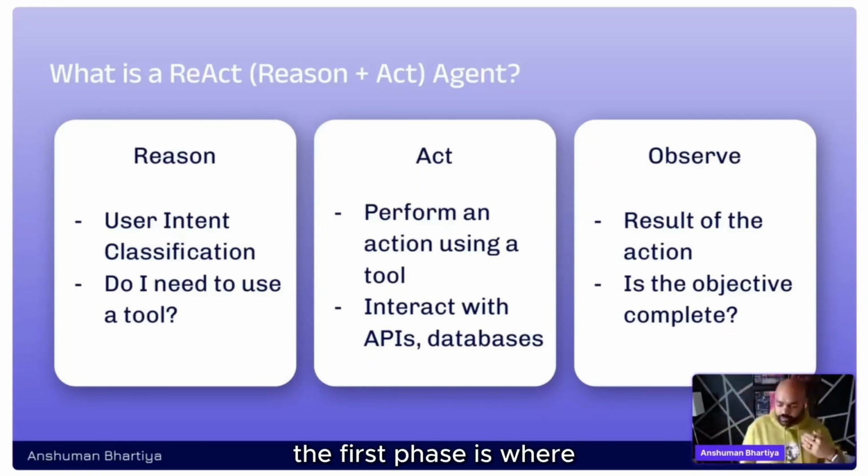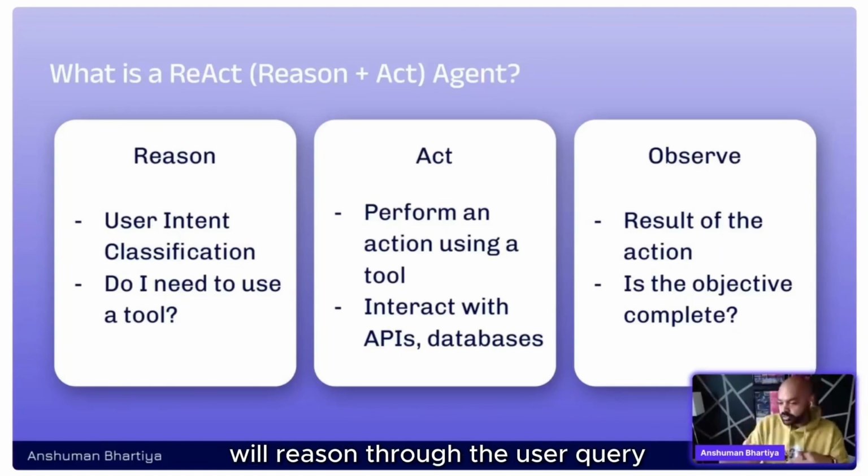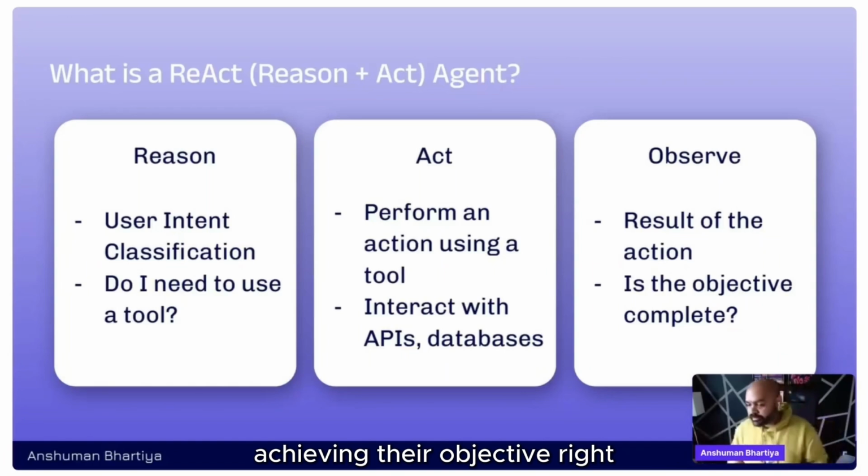The first phase is where, if you as an end user ask an agentic system to do something, it's the workflow's or the system's responsibility to first classify the input of the user query, and then figure out, do I need to use a tool in order to accomplish this objective? Do I need to interact with external services, APIs? So that's the first step, where the system will reason through the user query and then figure out how it wants to go about achieving that objective.